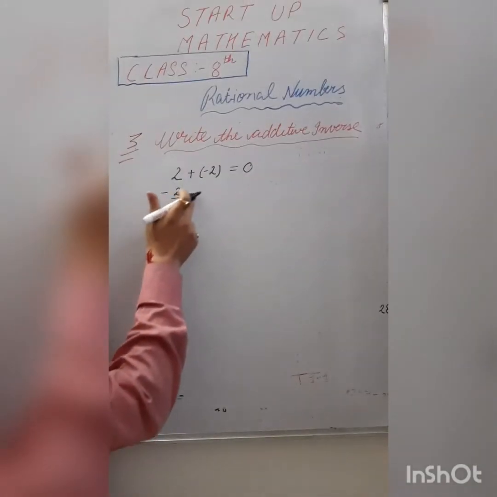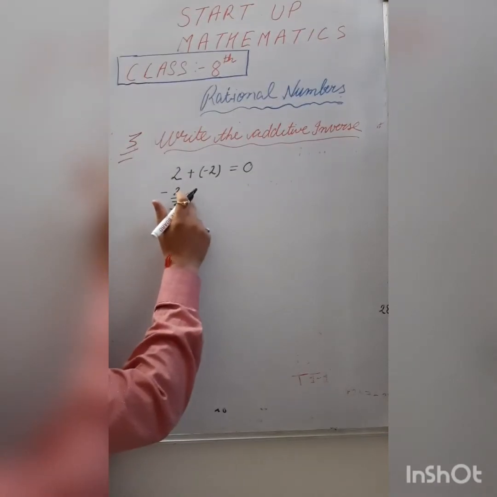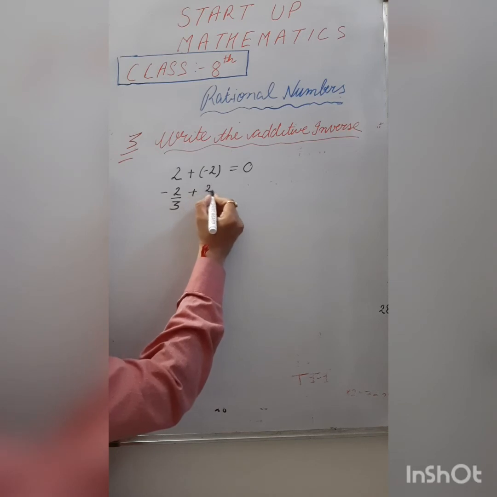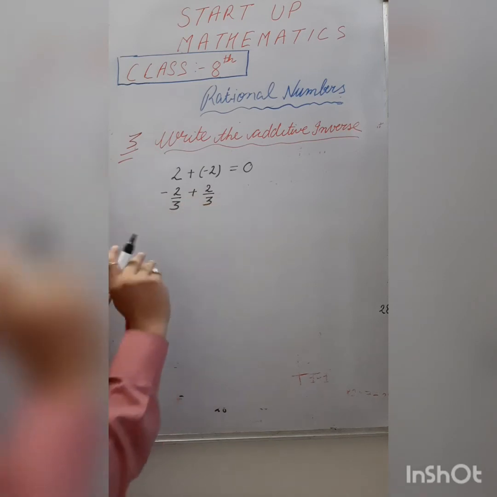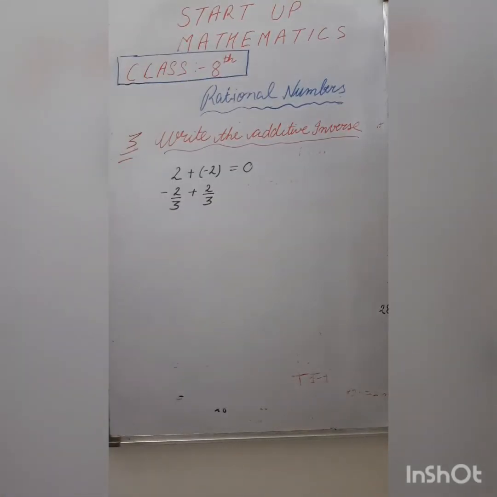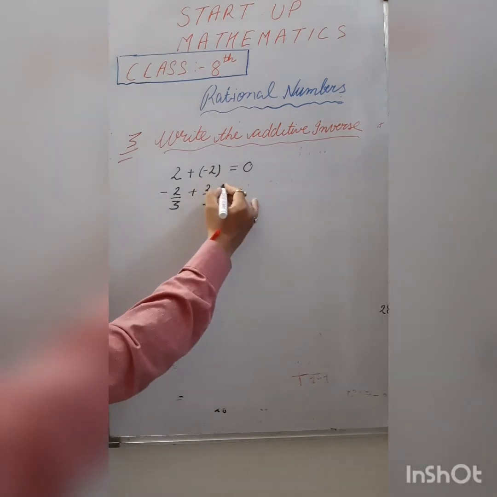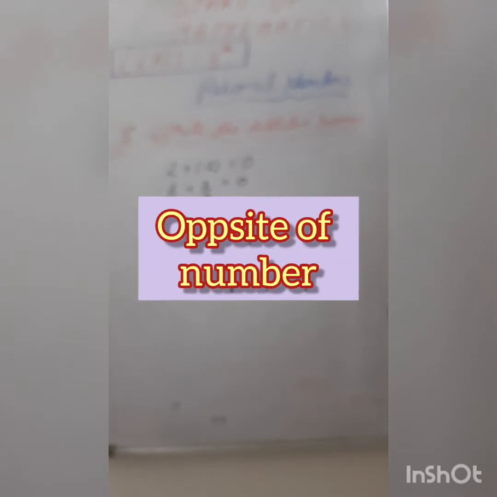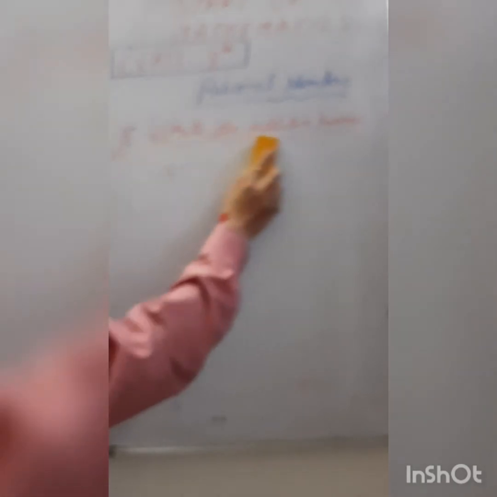So this is the additive inverse. If I take -2 upon 3, what is the additive inverse of -2 upon 3, so that the sum is 0? Definitely that is 2 upon 3 positive. It just reverses its sign so that the sum is 0, right? So we will find the additive inverse of the given rational numbers.